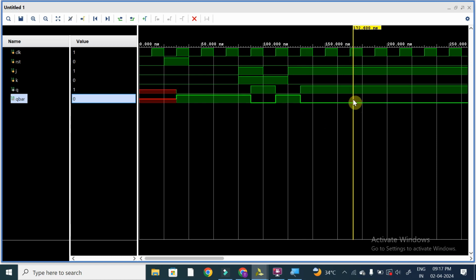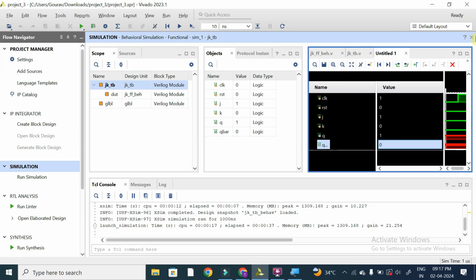So this is how we write the design and test bench for flip-flops. This is the code for JK flip-flop. Is it clear?